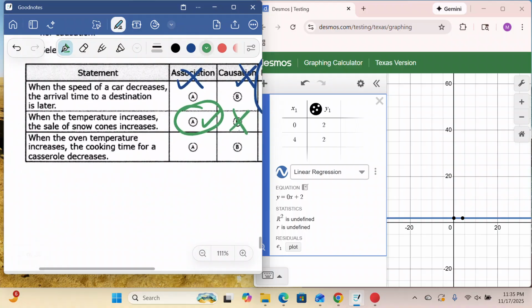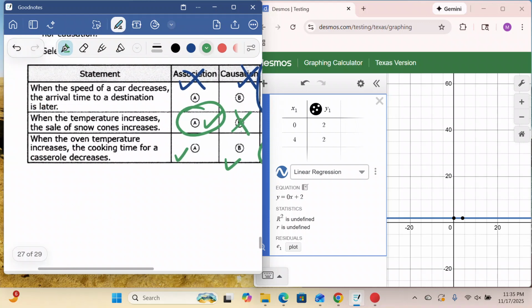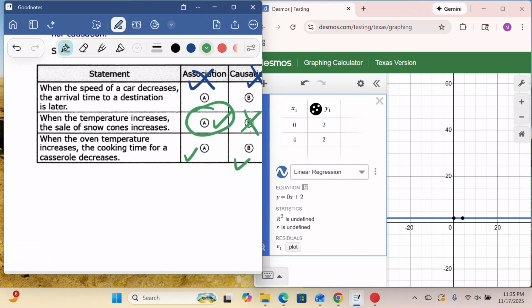And last one, when the oven temperature increases, the cooking time for a casserole decreases. That's associated with each other. That's also a cause and effect, because wherever you have the cause and effect, it's going to happen, whether it's in Florida or South Padre Island, it's going to be consistent across the board. So this is an example of both association and causation, because the temperature is always going to be consistent with the cooking time of the casserole.